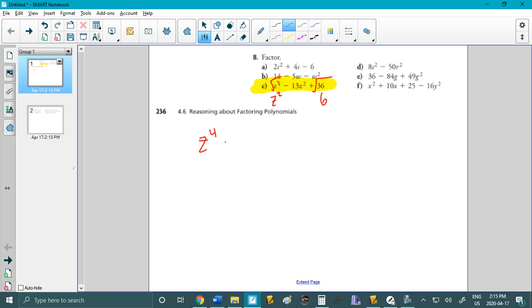Z to the 4 minus 13z squared plus 36. So I'm going to pretend this is z squared minus 13z plus 36 and see what happens. So I need two numbers that multiply to 36 and add to negative 13. Those are going to be negative 4 and negative 9. So this is going to be z minus 4 and z minus 9. But if I expand this, I'm going to get z squared minus 4z minus 9z plus 36, which isn't quite right.